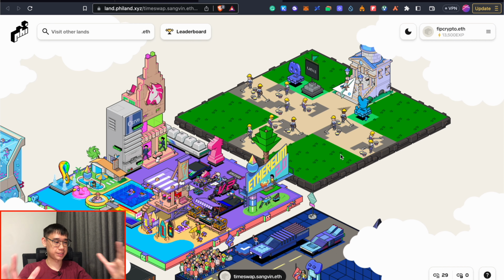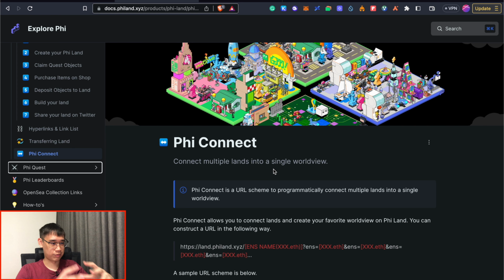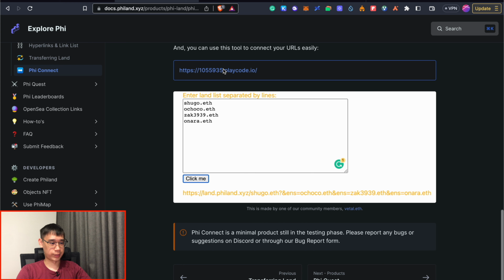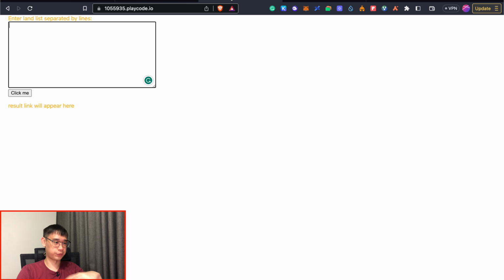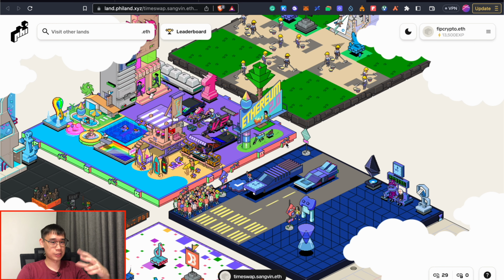If you'd like to do something similar to this land where you are merging all of these different lands together, Phi has this documentation page where all you need to do is to follow this URL structure to include all of the different lands together, and you get something like this. You can click on this link here and it brings you to this JavaScript where you can add all of your different Phi Lands, and after that it gives you this URL which you can then share in your profiles, and once they click on that link, they'll be able to view this combined land display.